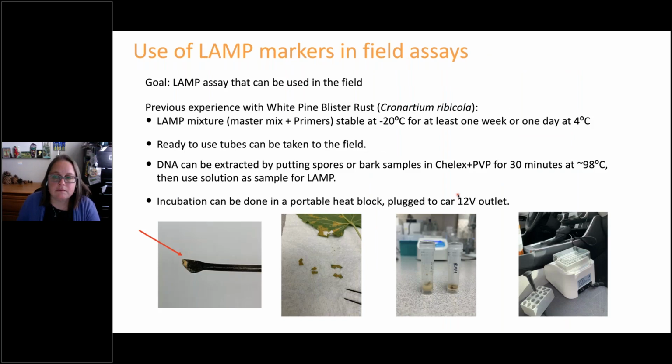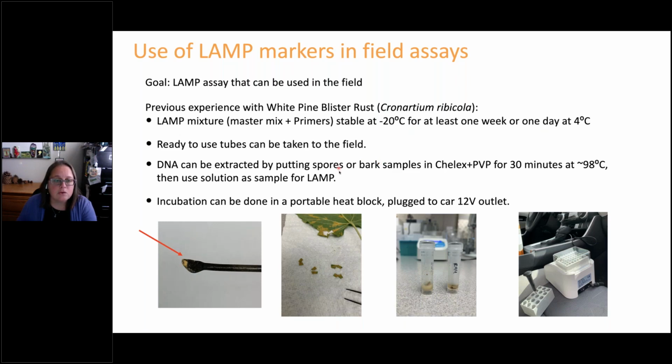So what we hope to get to is a point where we basically are able to use these LAMP markers in the field. And we've developed one right now for Cronartium ribicola, which is the causal agent of white pine blister rust. And there's a couple of things that we found that work really well. So basically the reagents are stable in -20 for at least a week, and they can stay at a day or so at 4 degrees.